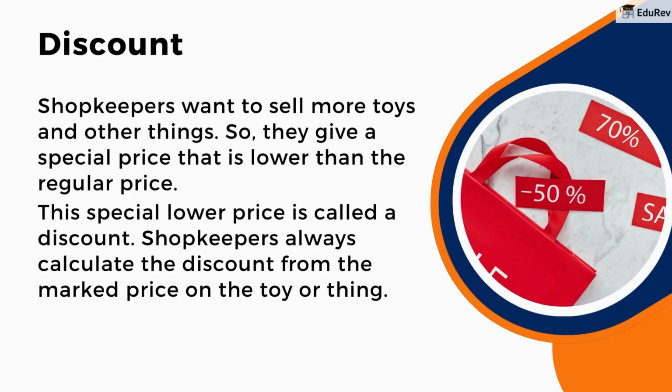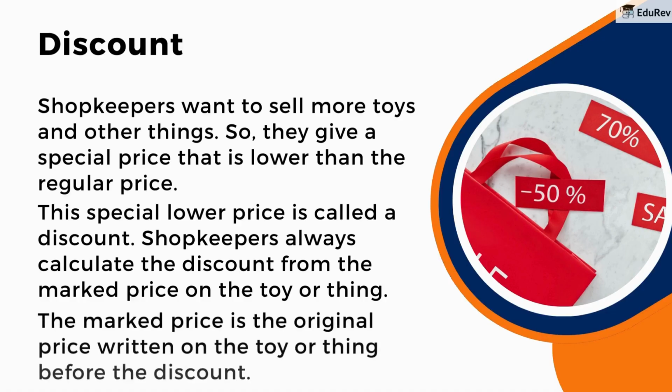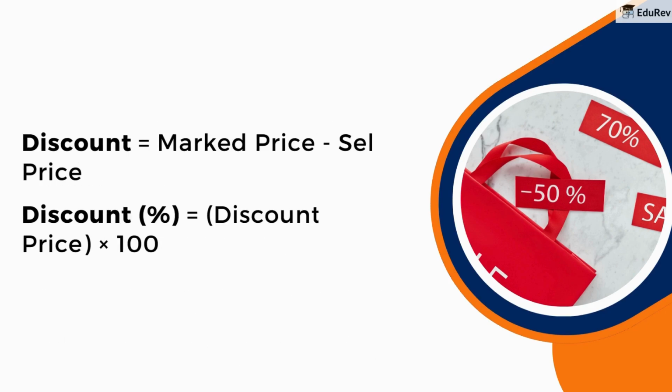Shopkeepers always calculate the discount from the marked price on the toy or thing. The marked price is the original price written on the toy or thing before the discount. Discount is equal to marked price minus selling price. Discount percentage is equal to discount by marked price multiplied by 100.